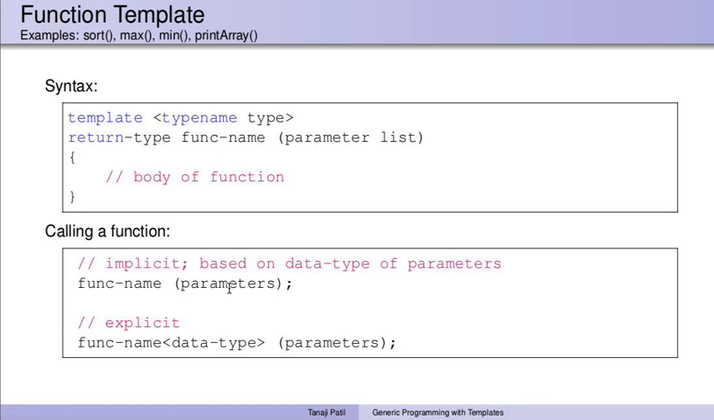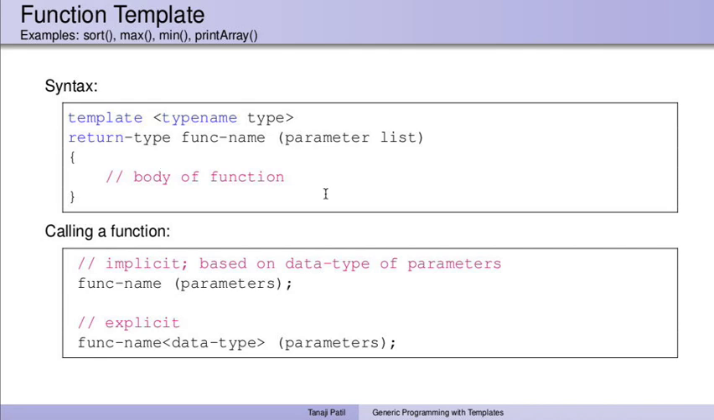Let us see the function template. We come across common code like sorting elements, finding maximum, finding minimum, printing an array. So in order to declare a function template, the syntax is: template is the keyword, specifying that the function below is a template function, and typename defines a generic data type. This data type can be used as the type of a parameter, local variables of the function, and even as the return type.